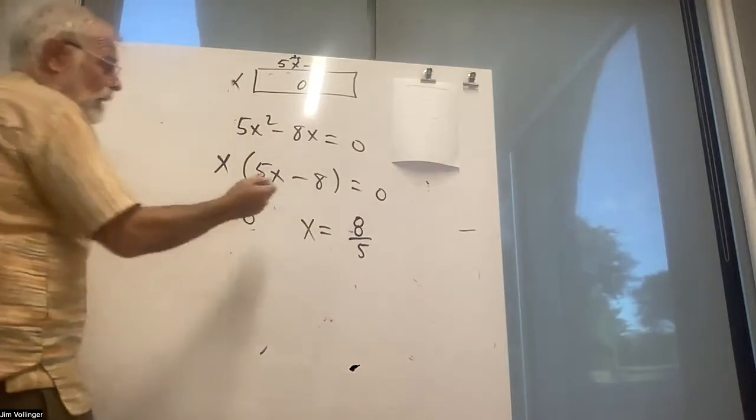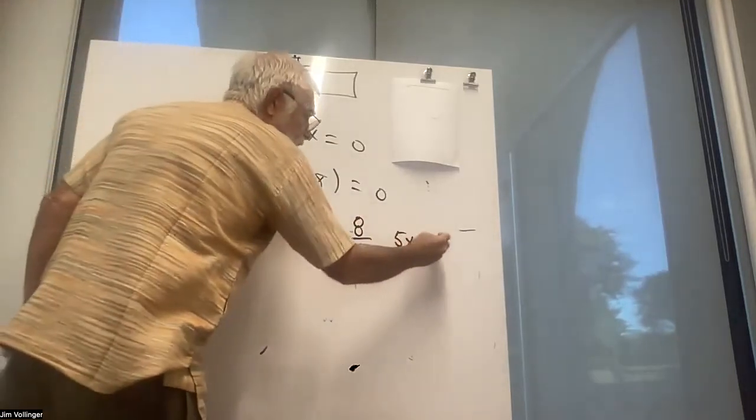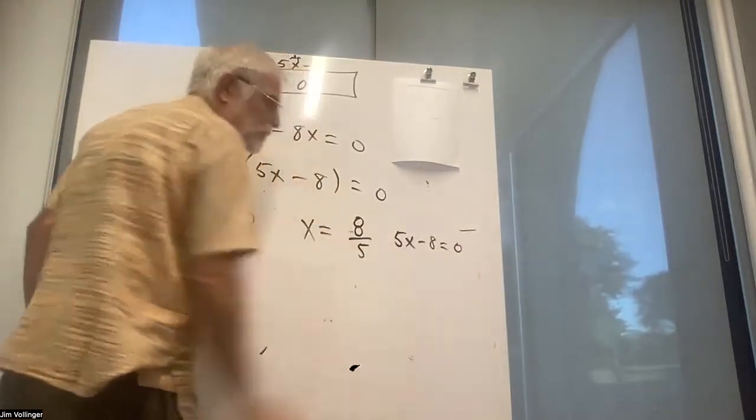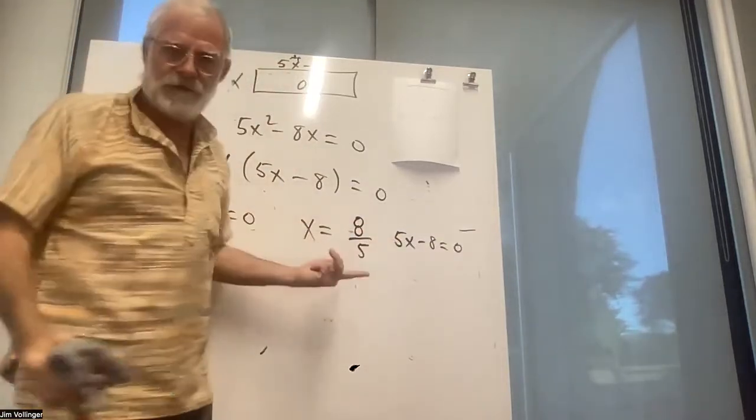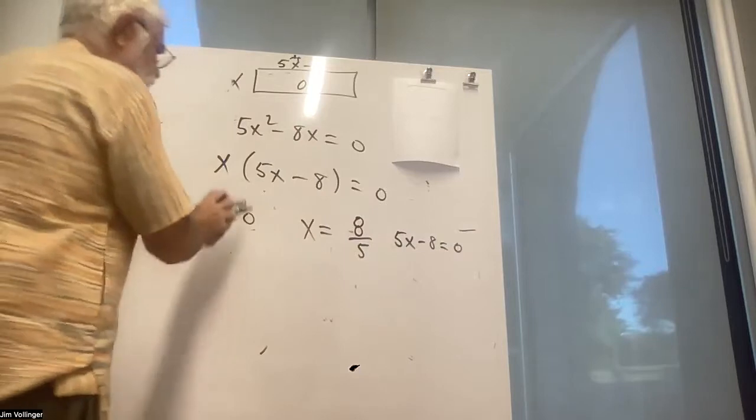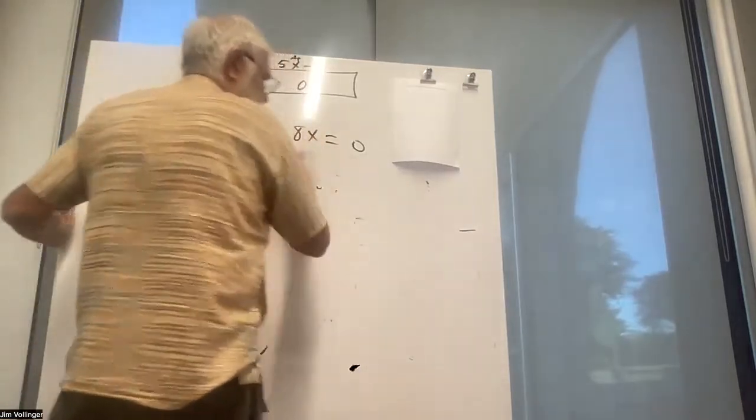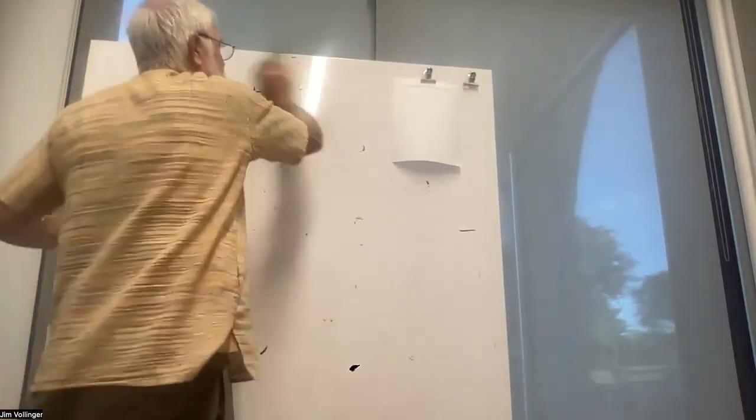All right, so 5x minus 8 equals 0. Two inverse operations: subtraction becomes addition, multiplication becomes division. I think I put that in your last video, at least I hope I did. If I didn't, I'll do it right now.